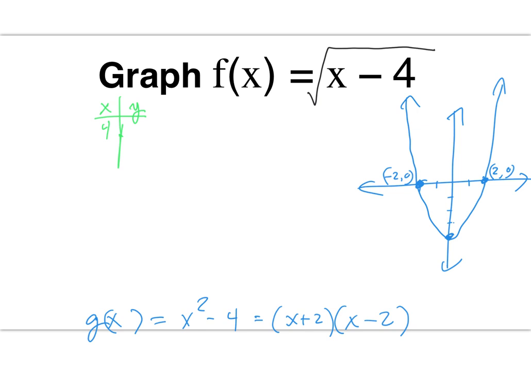What number times itself is 0? Well, that's 0. Then I'm going to pick another number up here. I could use 5 because that's not going to be a hard one to do. 5 minus 4 is 1, and the square root of 1 is 1. So right now I've got 4 comma 0. I have 5 comma 1. And now I'm trying to think, is it plus or minus? If it is, then I'm also going to have 5 comma negative 1.